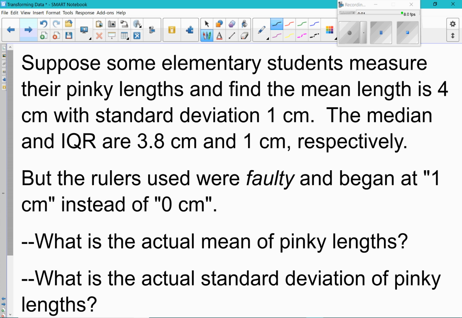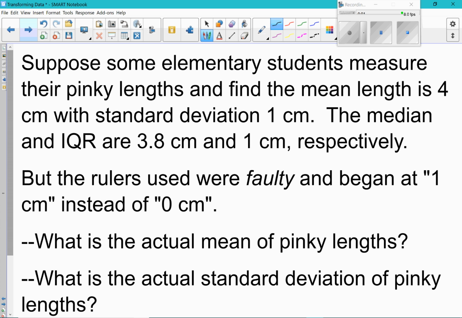Okay, so we'll start with this very simple example. Suppose we have a couple elementary school students, and they're measuring their pinky length, and they found that the mean of all the pinky lengths in the data set is about 4 centimeters. They have a standard deviation of 1 centimeter. They're probably not finding the standard deviation, but let's say we find that for them. And then they also find that the median and the IQR are 3.87 centimeters for the median and 1 centimeter for the IQR. Okay, that's wonderful.